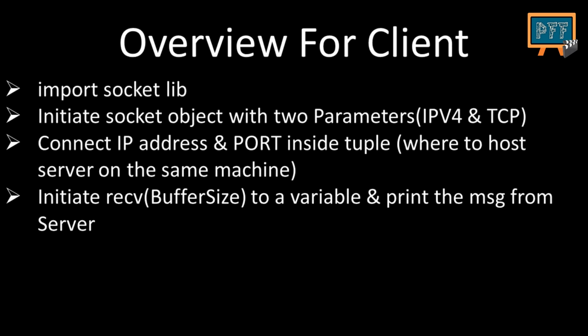So the client part has some similar things with the server, that is, we'll import the socket library and initiate socket objects with two parameters, and then we'll use connect instead of bind in case of client. So we'll connect IP address and port address inside a tuple and pass it to the connect function. Then we'll initiate a receive function, which is recv, with a buffer size as a parameter to a variable, and print the message from the server using this variable.